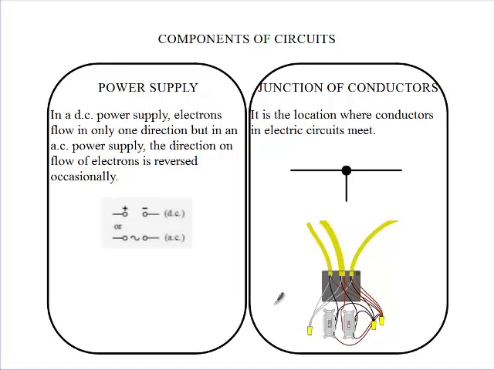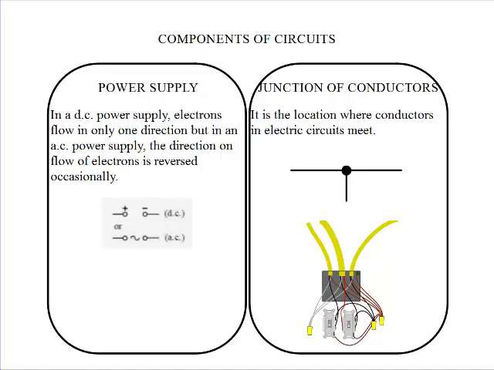The next two components, or the next two symbols we are going to talk about, are power supply and junction of conductors. Now, the power supply is also going to help us ensure that electrons are flowing within the circuit. In our last lesson, we learned that there are two main types of current. We have direct current, and then we have the alternating current. So with the power supply, it depends on which current it is going to supply the circuit with.